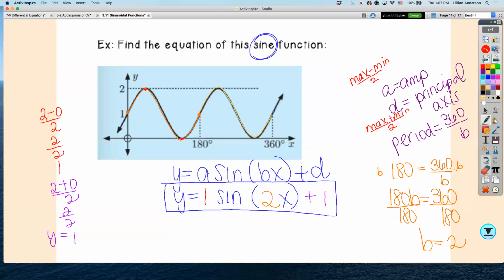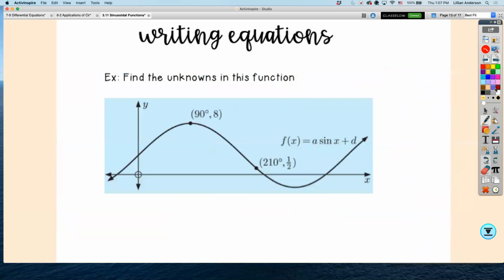The next one's a little bit more involved. So let's look at this one. It says find the unknowns in this equation. I have a general setup of f of x equals a sine x plus d. The only problem here is that I literally only have 2 points on this graph. One point involves the big 5 and a maximum, but this other point is not at a minimum and is not one of the big 5. So I have 2 points and an equation. I'm going to have to use a concept from the very beginning of this unit to do this.